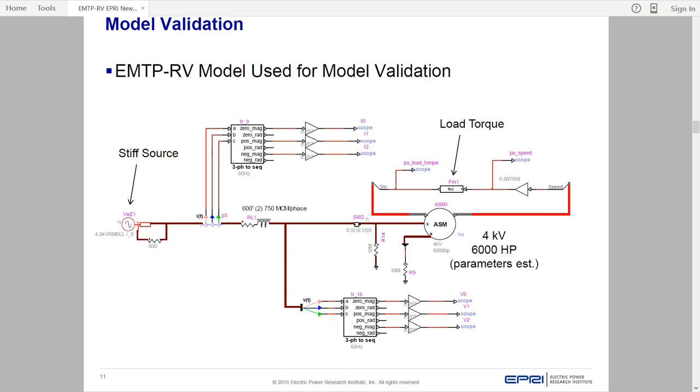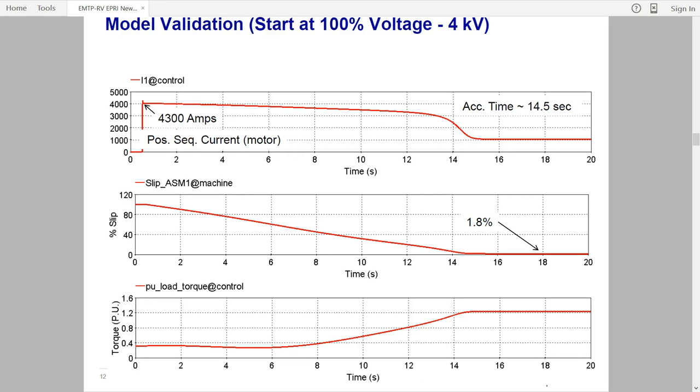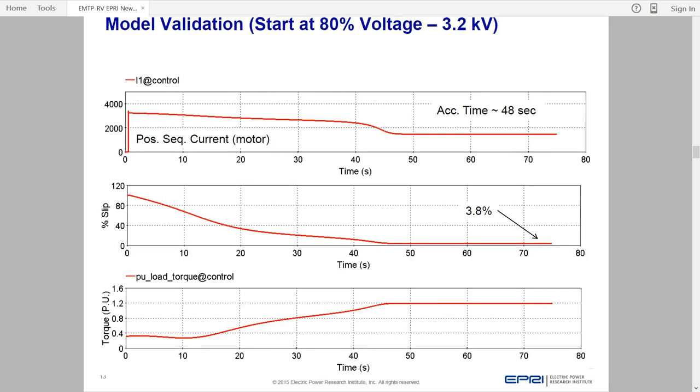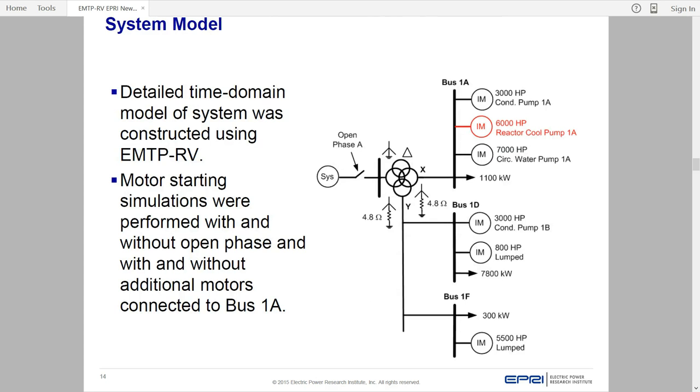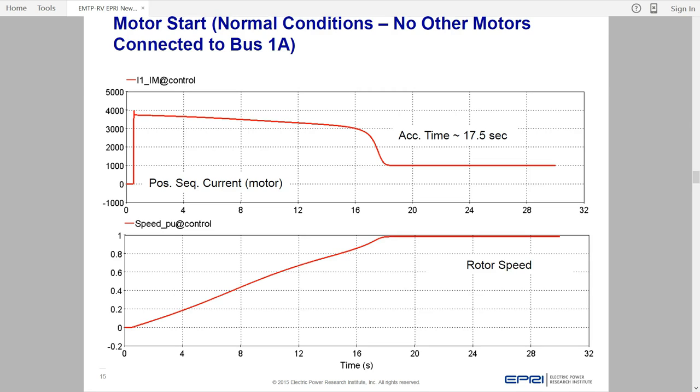We tested it, made sure that we got the responses across the line with 100% voltage and also with 80% voltage, and made sure that we were getting reasonable results. And so we had the plant modeled, we had all the different types of transformers out there, and we wanted to see how it would behave if you get an open phase and you try to start that reactor coolant pump. Well, under normal conditions, you can see here it starts up just like it has been. It takes about 17 and a half seconds, and comes up to full speed.